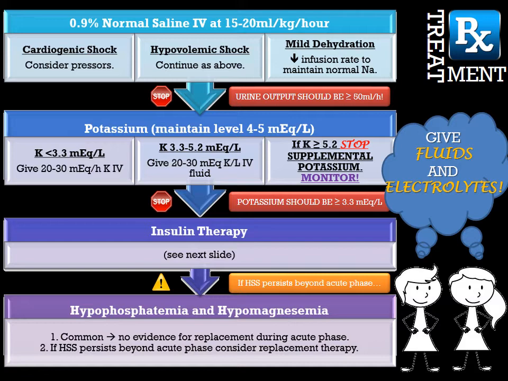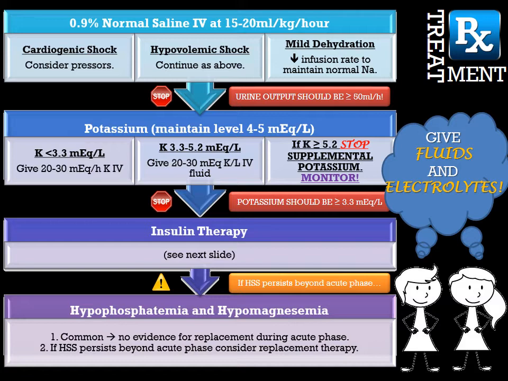Potassium is often low in HHS. However, potassium replacement should not be started until urine output reaches a volume greater than 50 mL per hour. Once replacement therapy is started, the goal is to maintain a level of potassium between 4 to 5 milliequivalents per liter. Once potassium rises to levels greater than 3.3 milliequivalents per liter, insulin therapy is used to address hyperglycemia if it was not already normalized during IV fluid resuscitation.